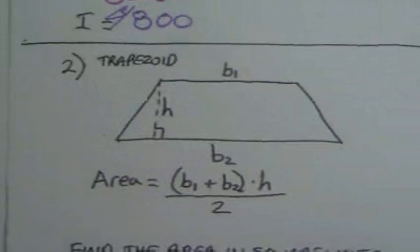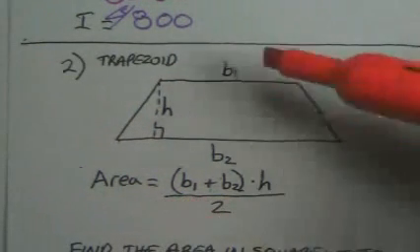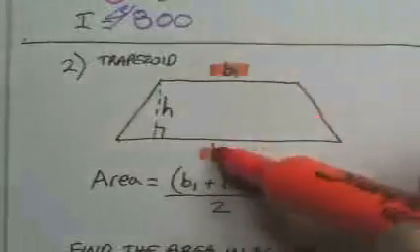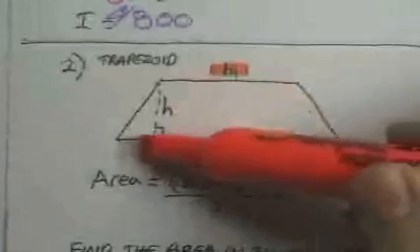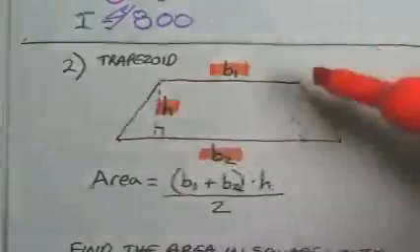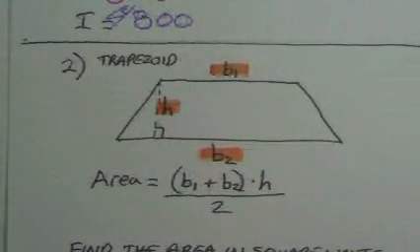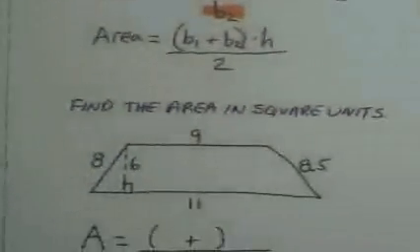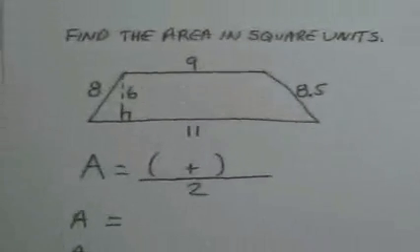Okay, number 2 has to do with the area of a trapezoid. And notice that the formula, B1 plus B2, there's 2 bases. All right, and then we need the height. And the height is the one that's perpendicular to the base there, or actually both bases. So these are the 3 numbers that we need. All right, now let's look down below. It says, find the area in square units of that trapezoid.